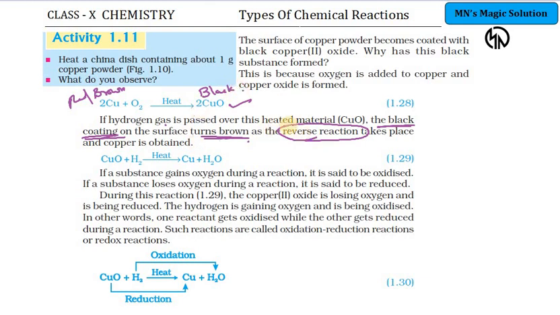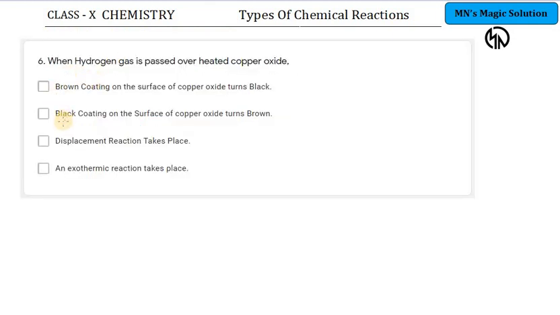So the black color of the heated copper oxide, when it is treated with hydrogen gas, undergoes a reverse reaction which makes the surface turn back to brown. That is, the copper color is returning. The reverse reaction is this one: CuO plus H2 gives, in the presence of heat, copper and H2O. What is happening? From the black copper oxide, I am getting the copper metal. So the answer has got to be: black coating on the surface of copper oxide turns brown.